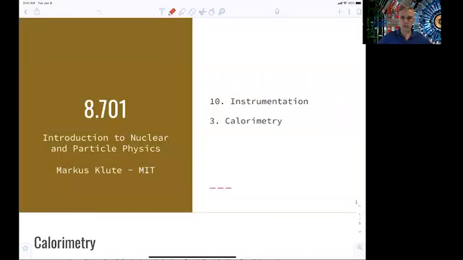Welcome back to 8701. So in this section, we talk about calorimetry, and in contrast to the discussion of tracking detectors, here what we're trying to do is measure the energy of the particles, and we do this by basically destroying them. The underlying concept is rather straightforward. We have a particle and we put a piece of material in front of it such that it slams into it, and the energy deposited by the particle is the energy, the measurement we try to undertake.